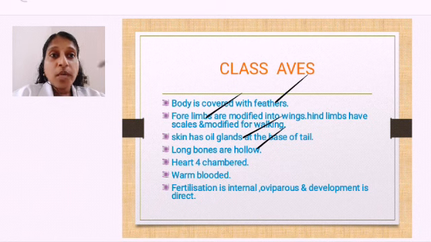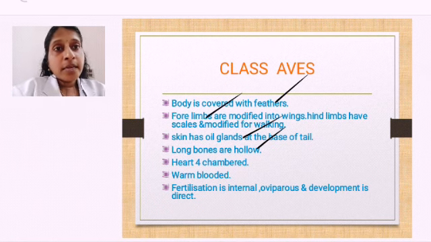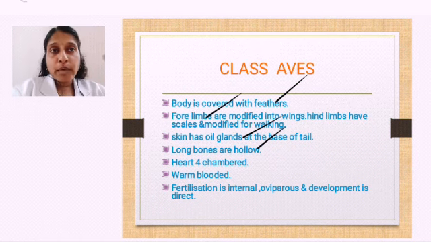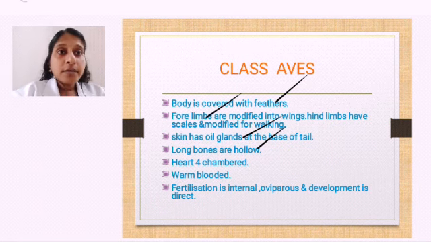Long bones are hollow. Why is it hollow? It should be filled with air, low in weight, so that when they fly they are not that heavy and have that floating capacity, right? So they have bones which are hollow in nature, air filled. Four-chambered heart and warm-blooded animals, which means their body temperature should remain constant. By different mechanisms they keep their body temperature constant. What are the mechanisms? In the next year you will be learning.